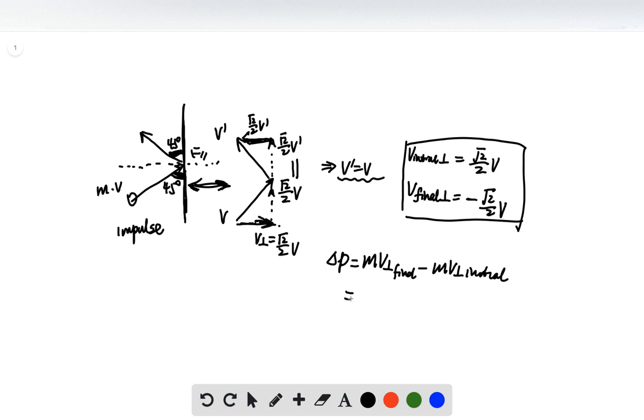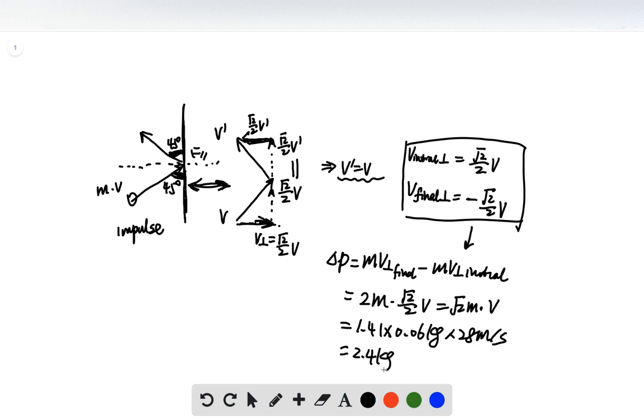Or in other words, if we just plug this in, we'll find that this is equal to 2m times square root 2 over 2 v, or square root 2 times m times v. That is 1.41 times m, 0.06 kilogram times 28 meters per second, and that is 2.4 kilogram meters per second. And the direction is to the left because it was originally in this direction, now it's in this direction. So the impulse, the change of momentum, is in this direction.